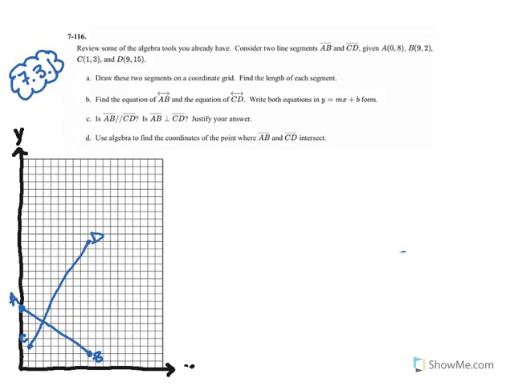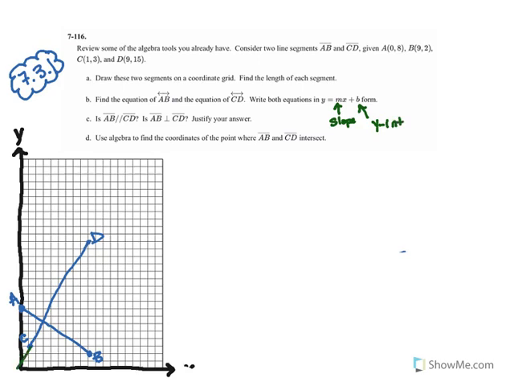Okay, part B says find the equation of AB and the equation of CD. Write both equations in y equals mx plus b form. This is just a review from 8th grade math. Remember that m is your slope, and b is your y-intercept.